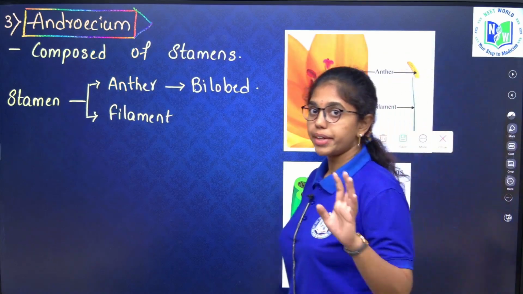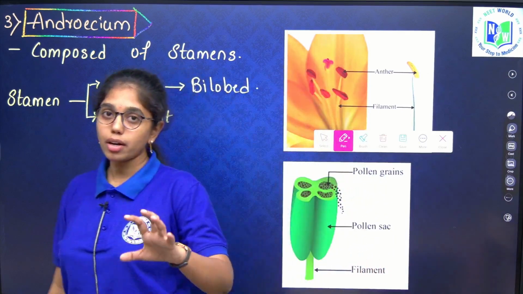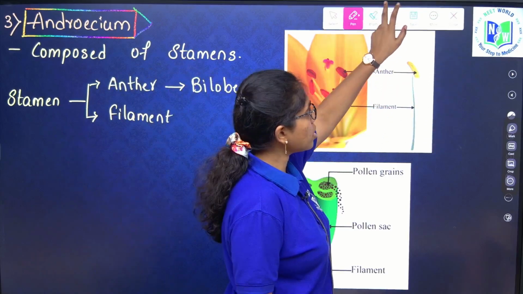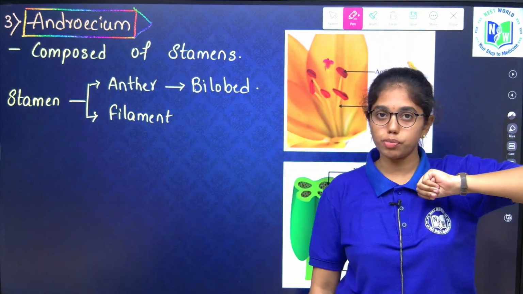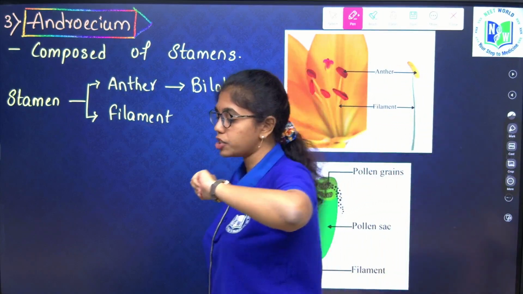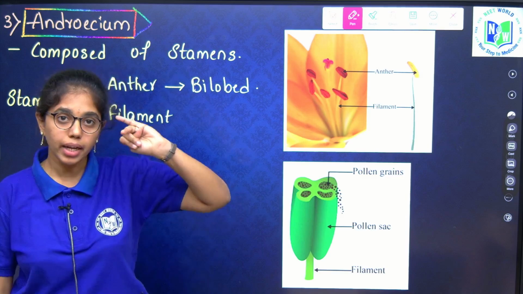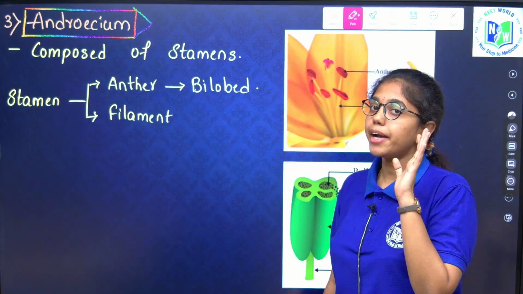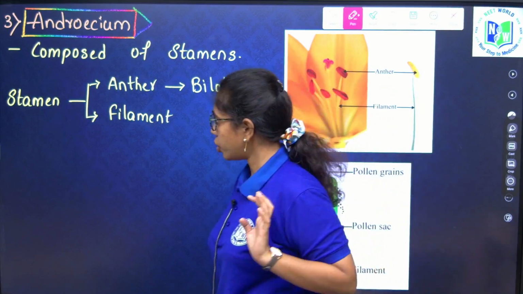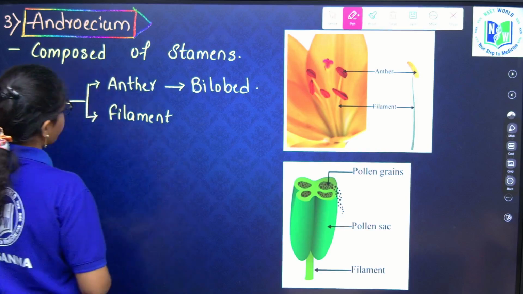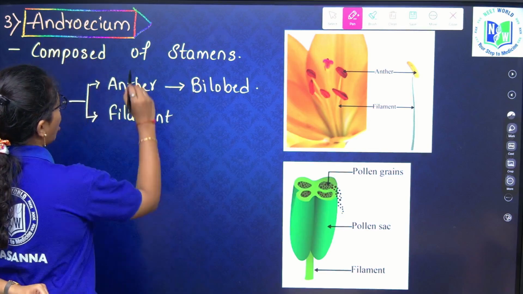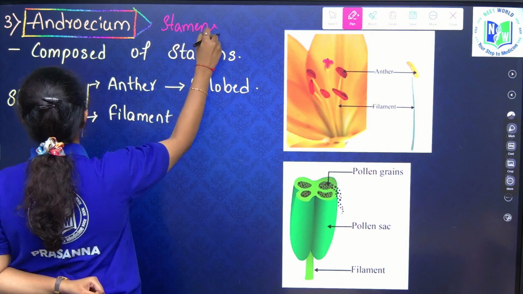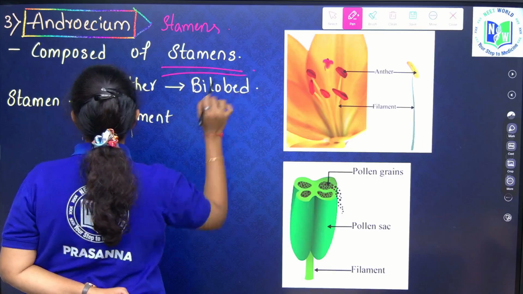Now we have completed the accessory whorls or non-essential whorls, calyx and corolla, and their modes of arrangement also, the four types of arrangements of calyx and corolla. That is what? Valvate, imbricate, twisted and vexillary aestivations we have done, and you have to remember those examples, very important. Now, androecium. Androecium consists of what? Stamens. It is composed of stamens.